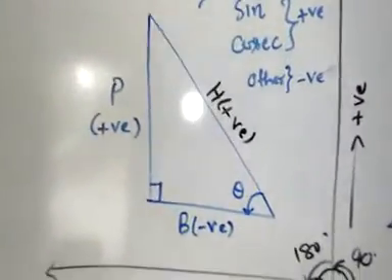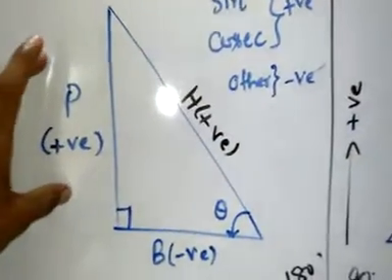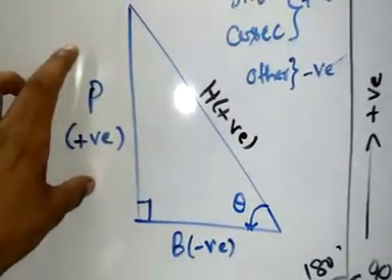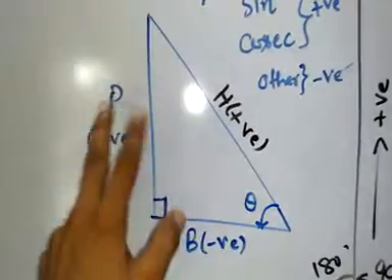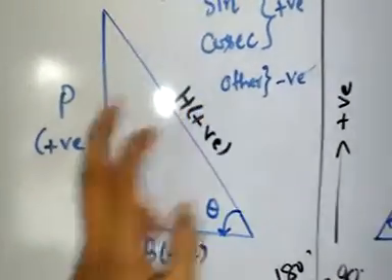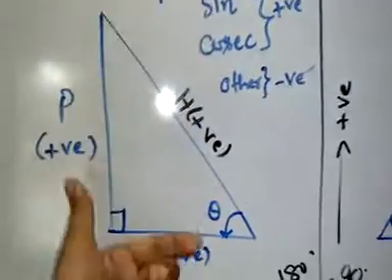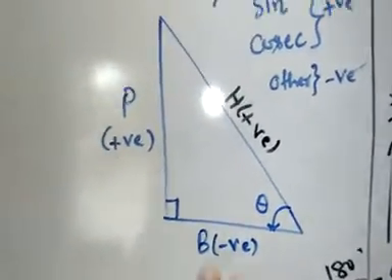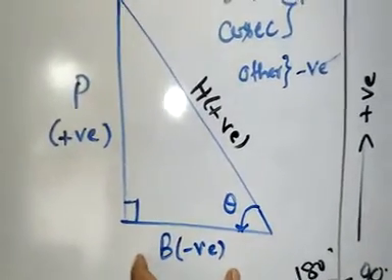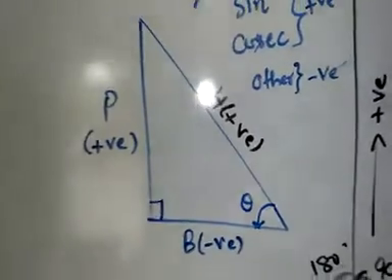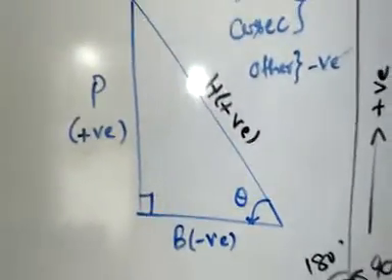In the second quadrant, the x-axis is negative and the y-axis is positive. So perpendicular is positive and base is negative. The ratio between perpendicular and hypotenuse is sin theta, and hypotenuse upon perpendicular is cosec theta. Then sin theta and cosec theta will be positive, and the other trigonometric ratios which include the base, we take base with the negative sign. So all the other trigonometric ratios will be negative.